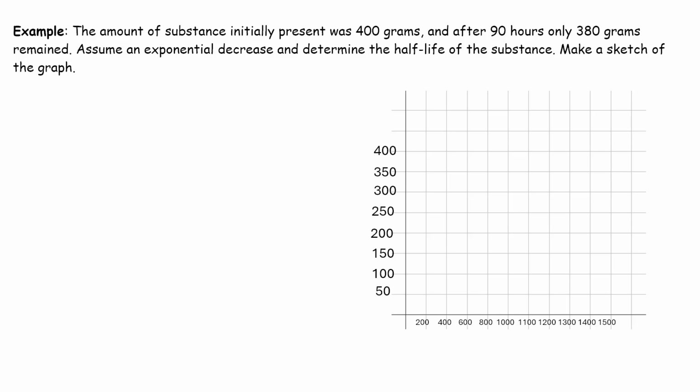Okay, we're going to pick up where we left off. The amount of substance initially present was 400 grams, and after 90 hours, only 380 grams remained. Assume an exponential decrease and determine the half-life of the substance. Make a sketch of the graph.